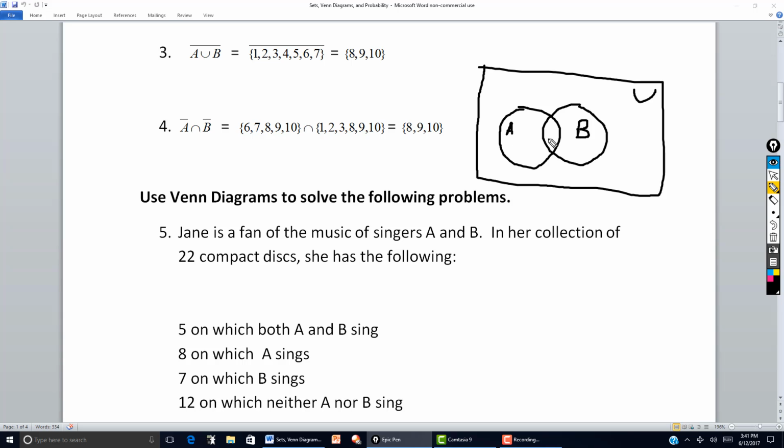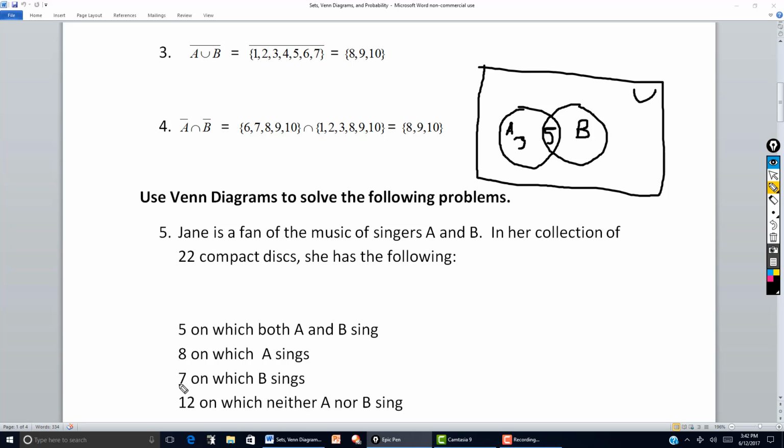So we try to fill in all the regions here. The first statement says, concerning the compact discs, 5 on which both A and B sing. So you can put a 5 right here. Then the next one, 8 on which A sings only. That means the cardinality associated with this region and this one has to add up to 8, because this already has a 5 there. So we put a 3 right here.